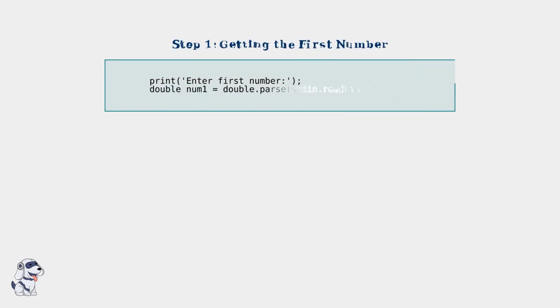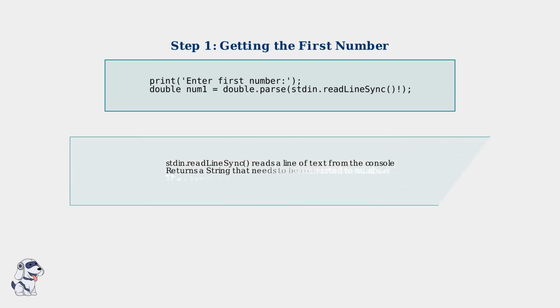First, we prompt the user to enter the first number. We use print to display the message, then stdin.readLineSync to read their input. The exclamation mark handles null safety, and double.parse converts the string input to a double number. The stdin.readLineSync function is crucial for console input. It reads a complete line of text from the user and returns it as a string. Since we need numbers for calculations, we must convert this string using double.parse.